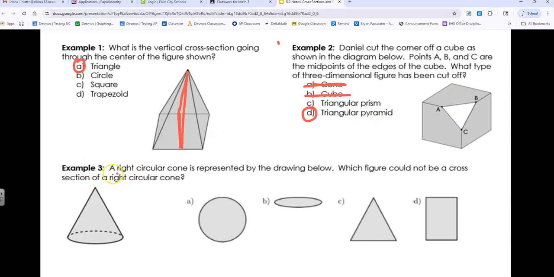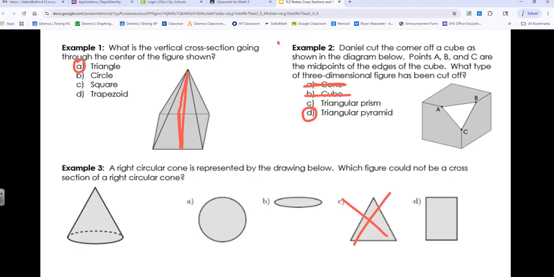All right, let's look at 3. We've got a right circular cone represented by the drawing below. Which figure would not be a cross section of a right circular cone? Let's start with the ones that we know are going to be a cross section pretty easily. What do you think would definitely be a cross section? What do you think, Cannon? Triangle. How would we cut it? How would we karate chop it? Straight down, right? With a straight down karate chop, we'd get a triangle. So it's not this one, because they're asking which one's not. That is a cross section.